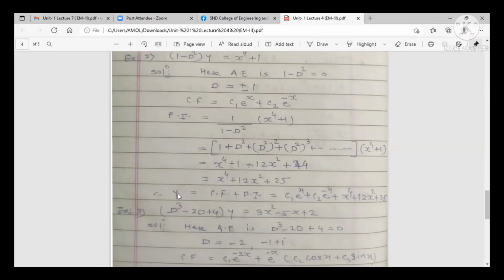And so the general solution is y is equal to CF plus PI. So this is the answer. So this is the type 4 example. And this is one more example; you try to solve this example. Take it as homework. Here case 4 is over.